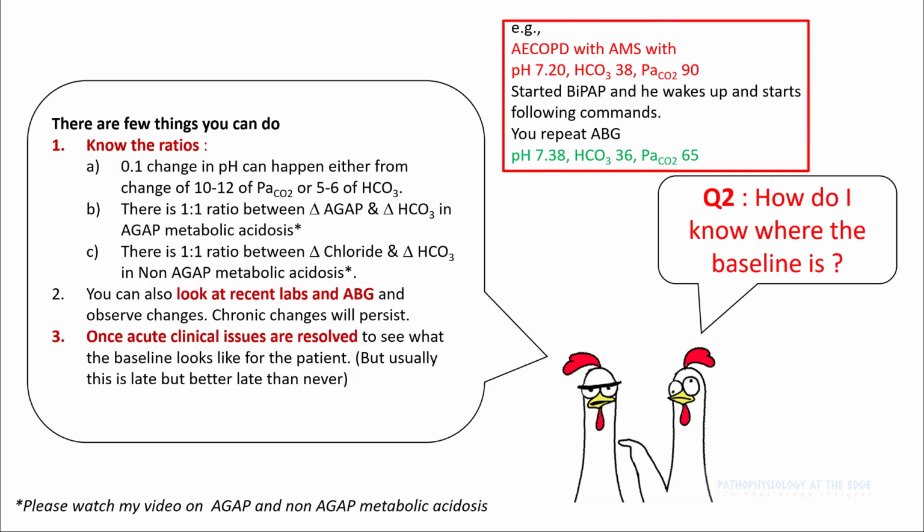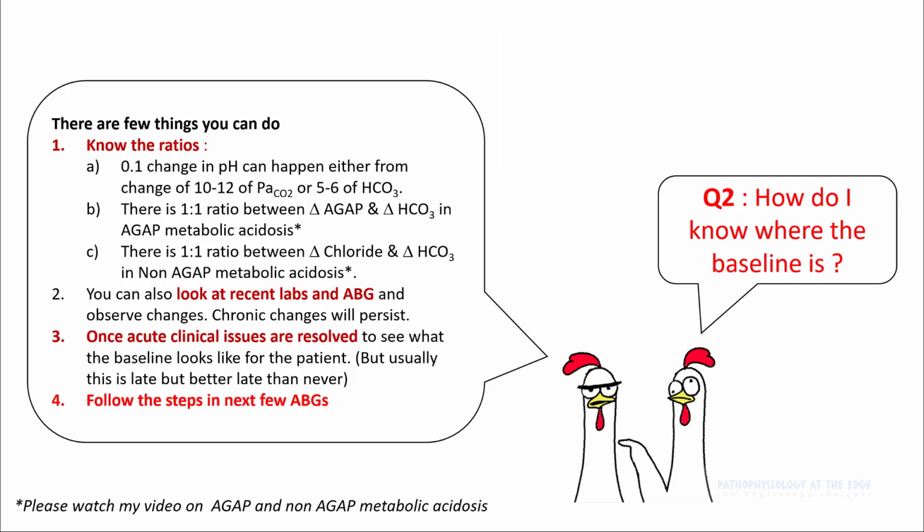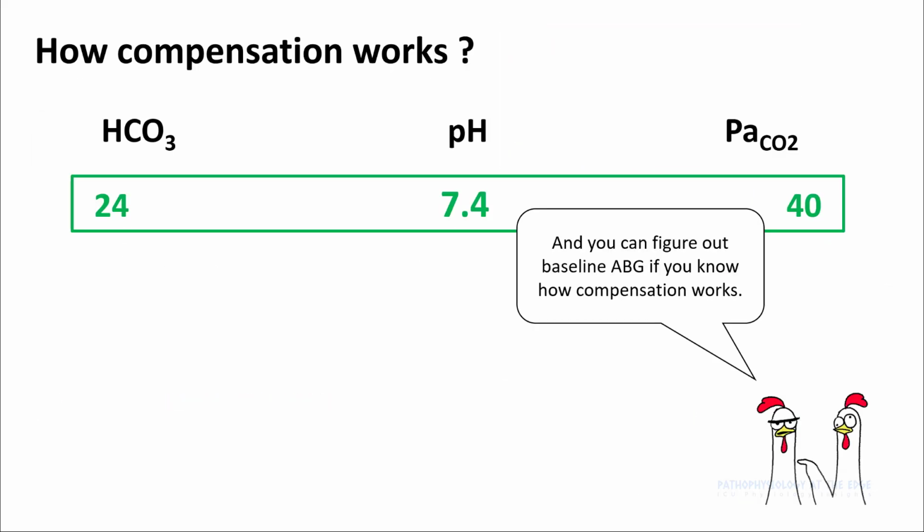For example, if your patient with COPD comes with altered mental status because of hypercapnia and his pH is 7.2 and PaCO2 is 90, once you treat the COPD, you repeat an ABG and now you get pH 7.38 and PaCO2 of 65. Since pH is close to 7.40, he possibly runs around 65 all the time, so he's a chronic CO2 retainer.